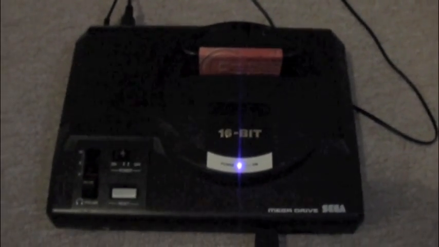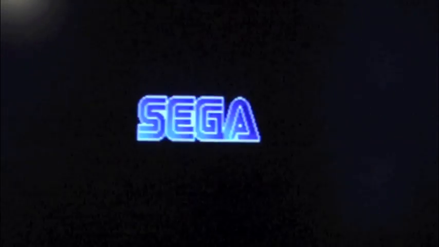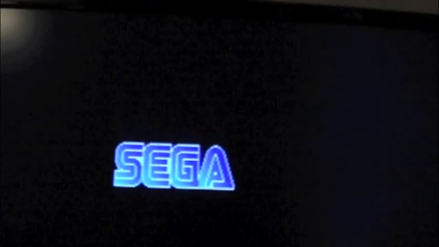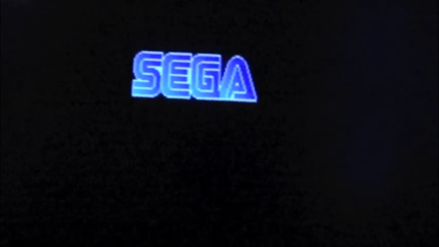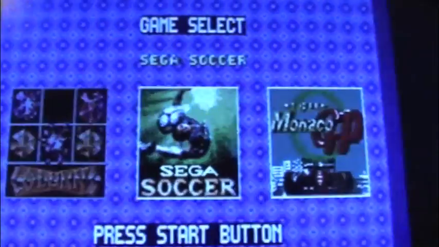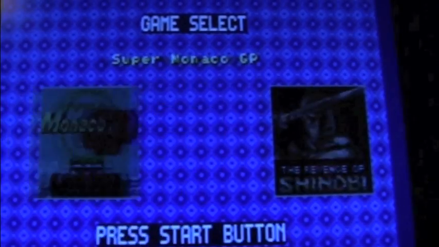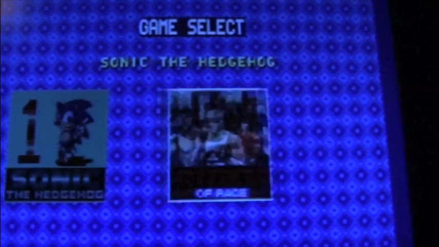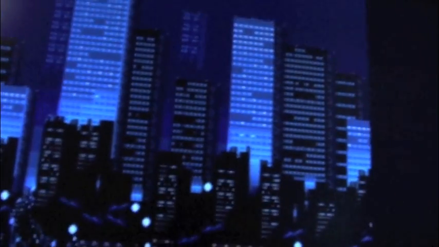Switch that on, and that blue light is a lot less now. I put a 10k resistor in there just to be sure, and there we go. Let's just select the usual. So, and we have this now on 60 Hertz.